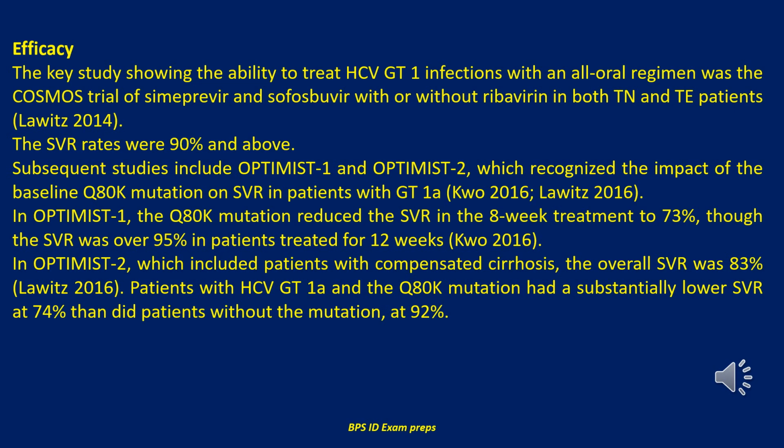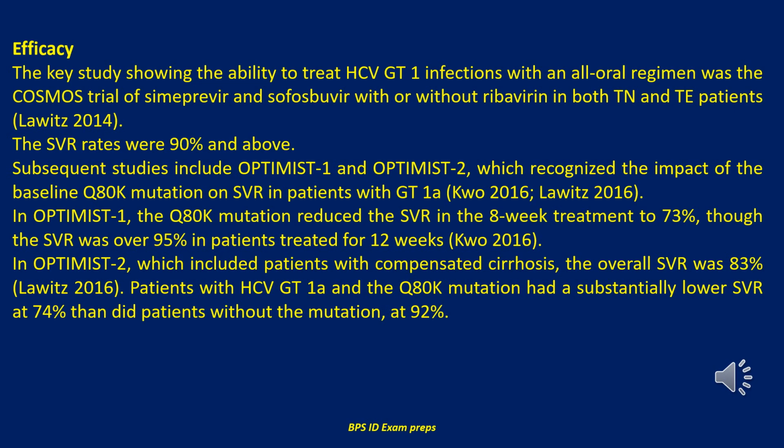Regarding its efficacy, the key study showing the ability to treat HCV genotype 1 infections with an all-oral regimen was the COSMOS trial of simeprevir and sofosbuvir with or without ribavirin in both treatment-naive and treatment-experienced patients, according to Lawitz 2014. The SVR rates were 90% and above. Subsequent studies include OPTIMIST-1 and OPTIMIST-2, which recognized the impact of the baseline Q80K mutation on SVR in patients with genotype 1a, according to Kwo 2016, Lawitz 2016.